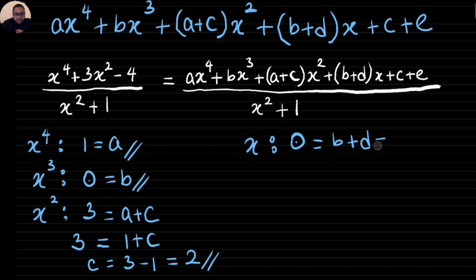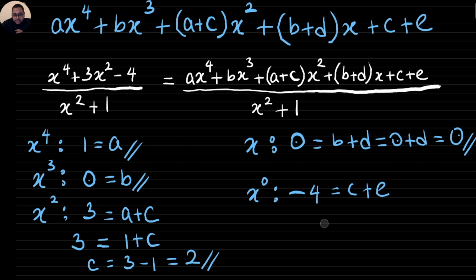We have found the value of b earlier, that will be 0, which means d also would be equal to 0. Lastly, I consider the constants, which means I have x to the power of 0. On the LHS, we have minus 4, and on the RHS, we have c plus e. We have already found the value of c, which is equal to 2. I have minus 4. I can substitute c equals 2 plus e. Then the value of e would be equal to minus 4 minus 2, which is equal to minus 6.